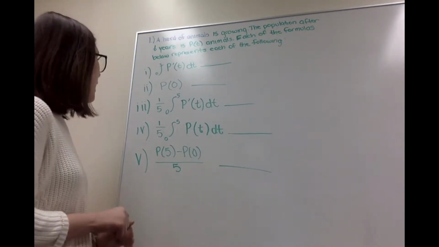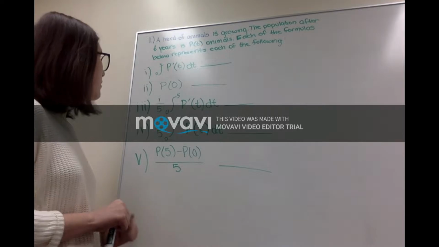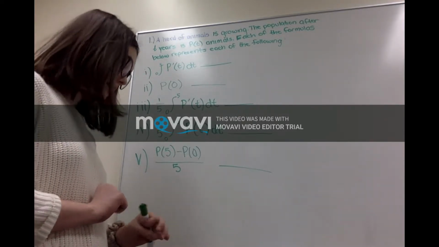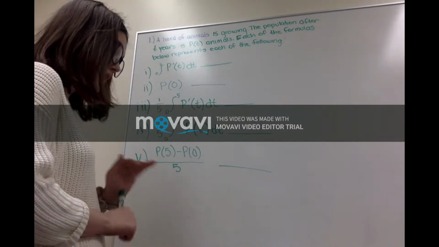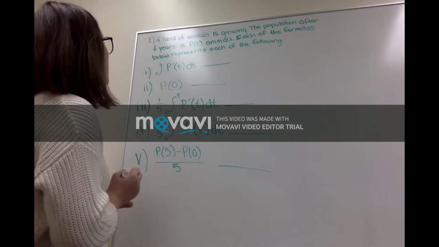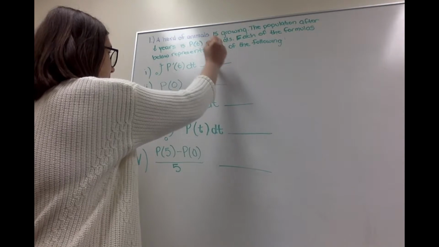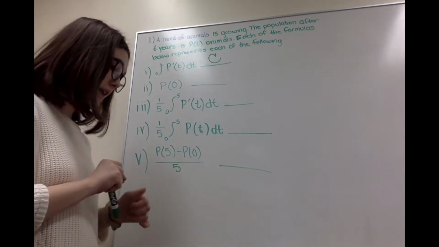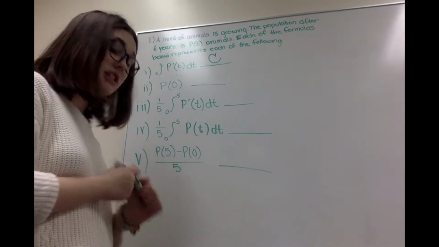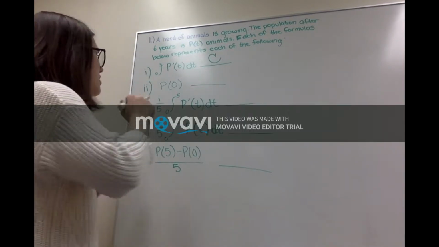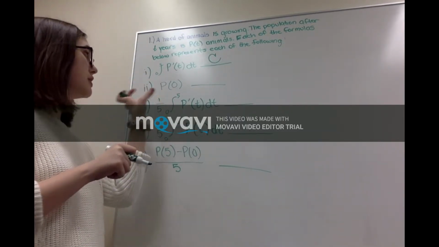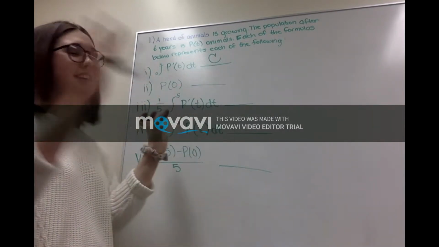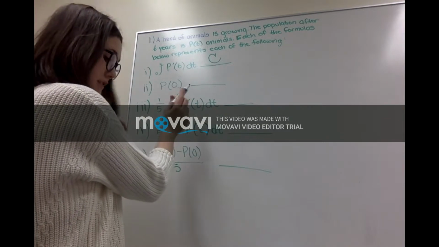So number 1, it says, the integral from 0 to 5, the antiderivative of P of T dt. And that is going to give you the accumulation of P, which is C. For number 2, it says P of 0, and that represents the population after T years, which is 0 in this situation, so P of T, the T value has a 0 in it, so that gives you the answer A.